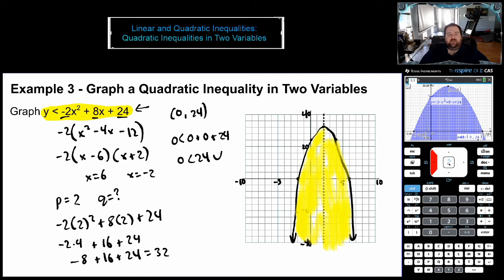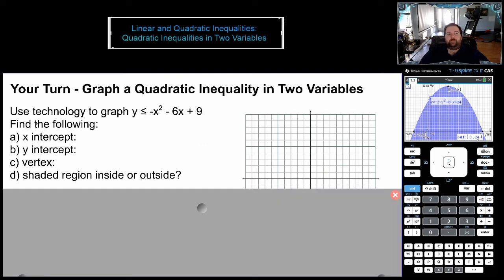Okay, so now that I've demonstrated that, give your question a shot. So we're going to be using technology to graph y is less than or equal to negative x squared minus 6x plus 9. Find the following: the x, y intercepts, the vertex, and is the shaded region inside or outside. All right, go ahead and try this out. Pause the video, and when you have the solution, come on back to check your work.